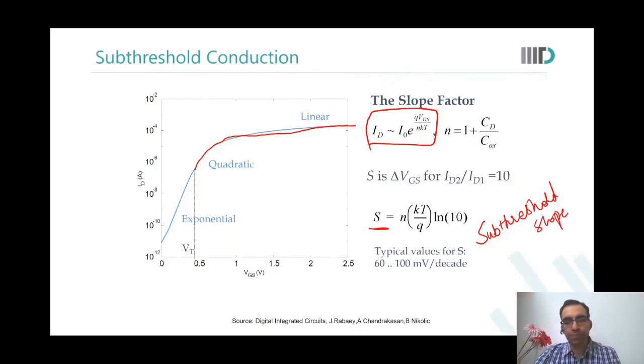Sir, during this condition, if VGS is less than VT, then there would be a depletion region, right? There won't be any kind of inversion layer such that ID flows. That's a doubt, sir.